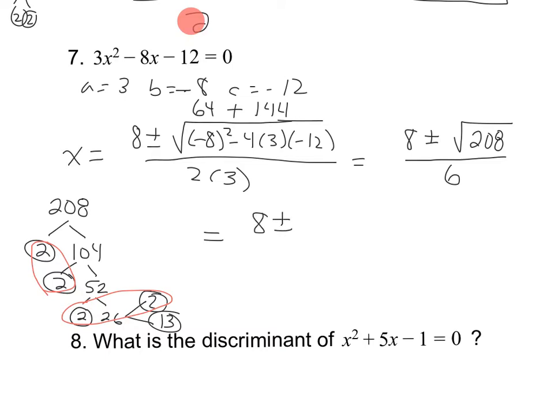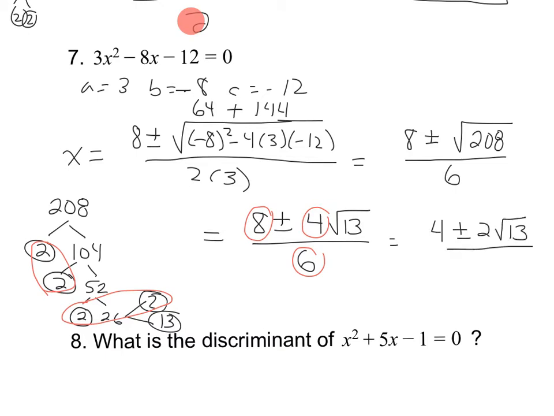So of 8 plus or minus, we have two 2's, which are 4, root 13 over 6. So now I'll just look at these numbers, and I see they all do divide by 2. So this will be 4 plus or minus 2 root 13 all over 3. Very good idea to be very well prepared and well versed in these quadratics.